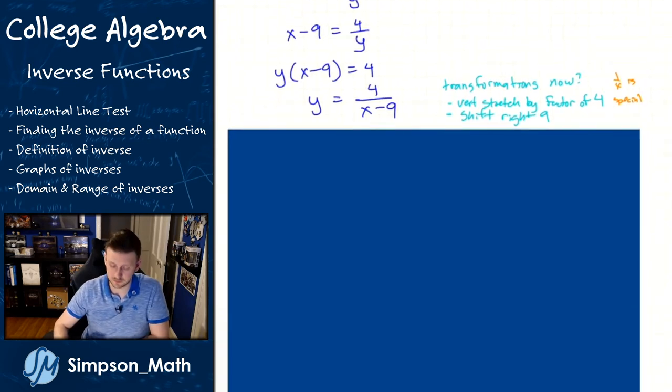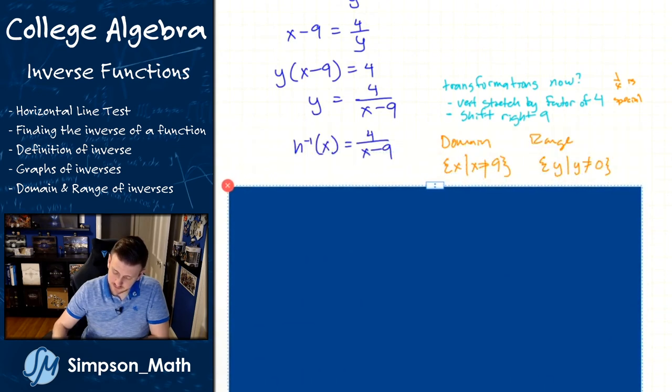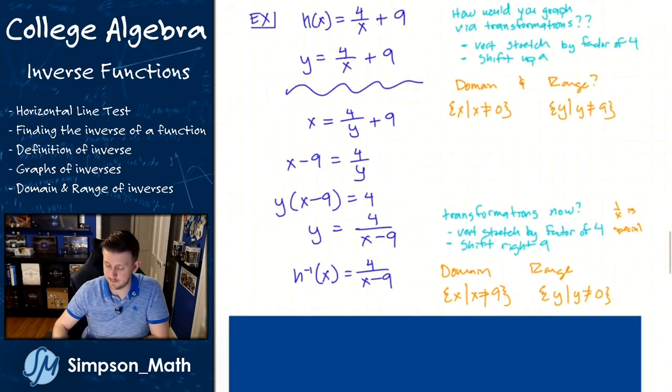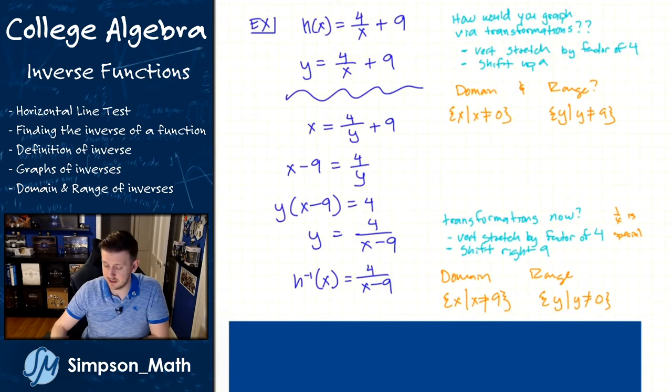All right, so one big thing that's happening here, let's talk about these transformations. We end up with h inverse of x is 4 over x minus 9. So recall the transformations. It was a vertical stretch by 4, shift up 9. Well, now we have again a vertical stretch by 4, but this time we shift right 9. Let's focus on the up 9 and the right 9.